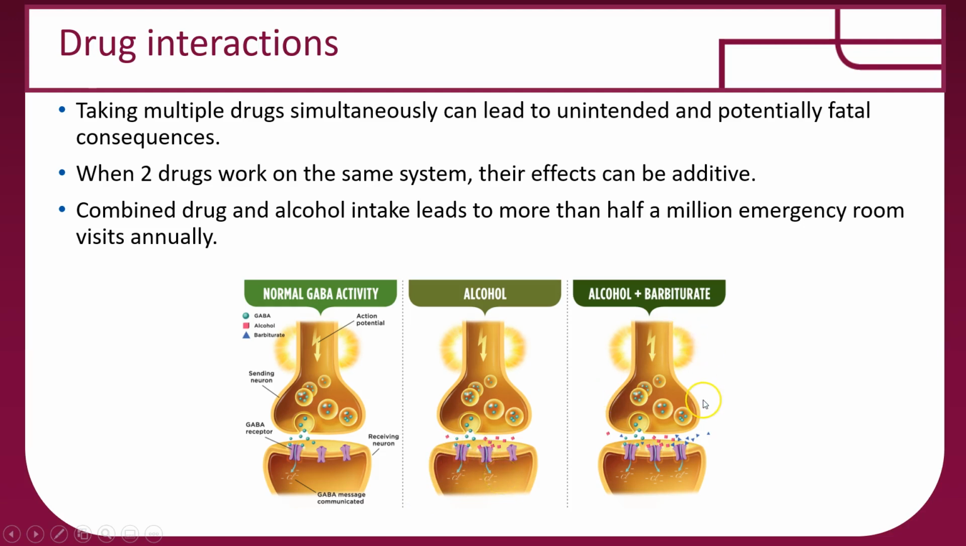And when you add alcohol and barbiturates, now not only do you have the normal GABA binding to some receptors, you have alcohol binding to some GABA receptors, and you have barbiturates binding to some GABA receptors. Now you're getting 3 times the message. And this is what can lead to overdose, to somebody's heart stopping and them not breathing anymore, because these drugs are interacting and working in an additive way.